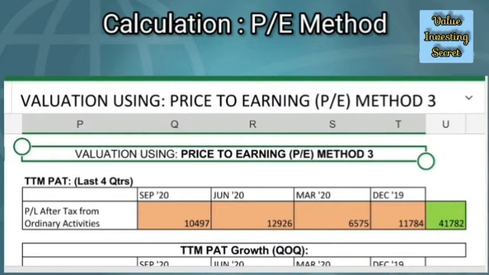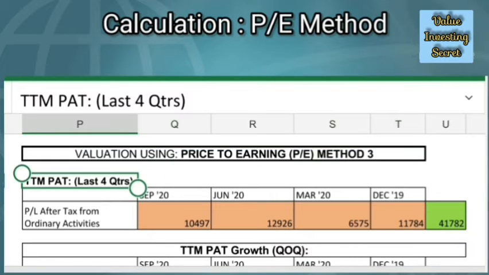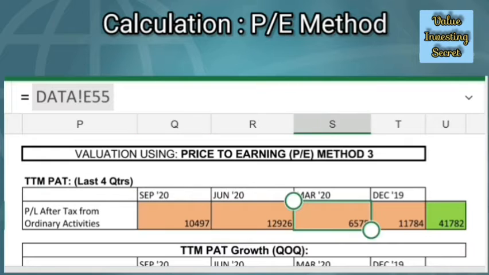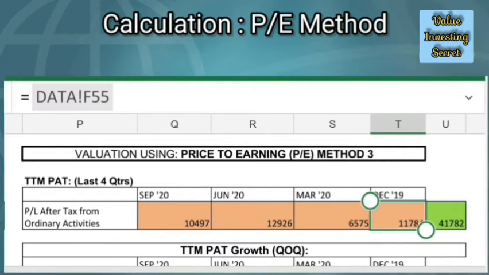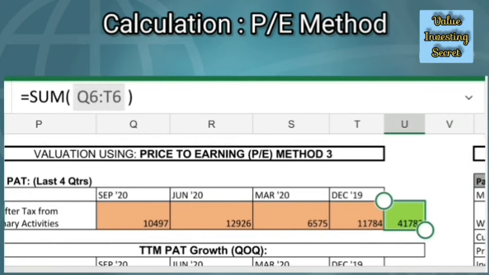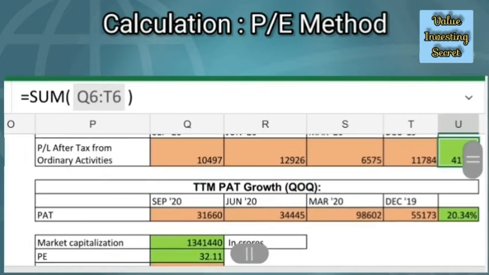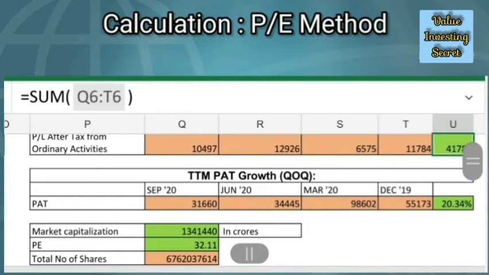Now I will calculate using PE method, that is price to earning method. For this I need the total TTM PAT of 4 quarters. This data can be obtained from Money Control or Screener websites. Here we have to check P&L after tax from ordinary activities. So the total of PAT is 41,782 crores.